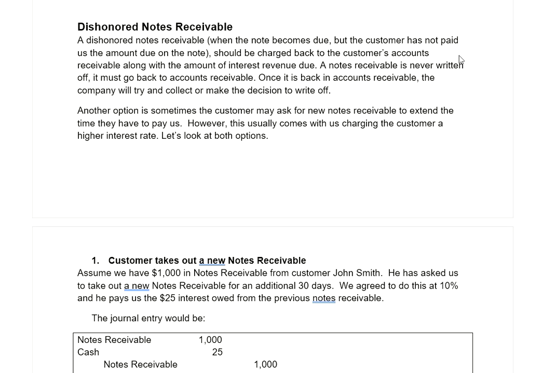Now, once it's back in accounts receivable, the company will try and collect it or make a decision to write it off. Another option is sometimes a customer may ask for more time. They may ask for a new notes receivable to extend the time they get to pay us. However, they're becoming a bigger risk, so therefore, it usually comes with a higher interest rate. So we're going to look at both options here.